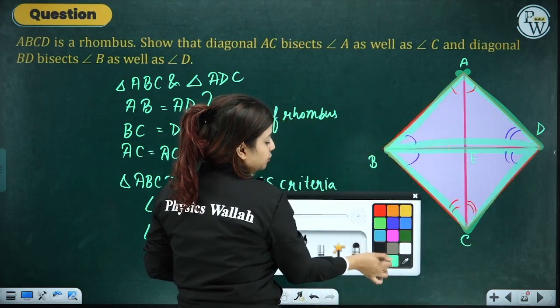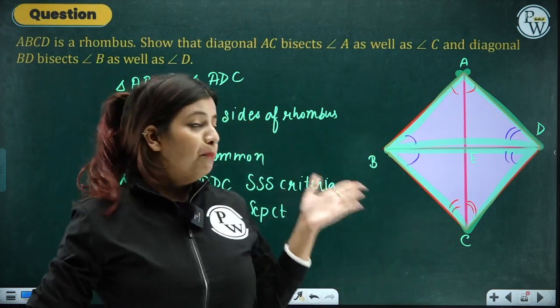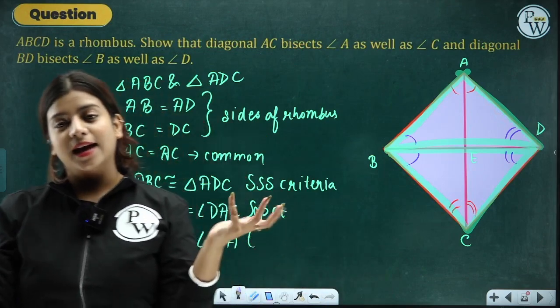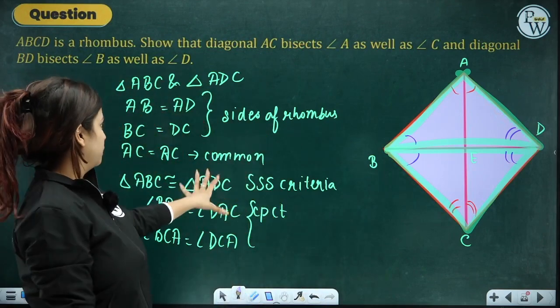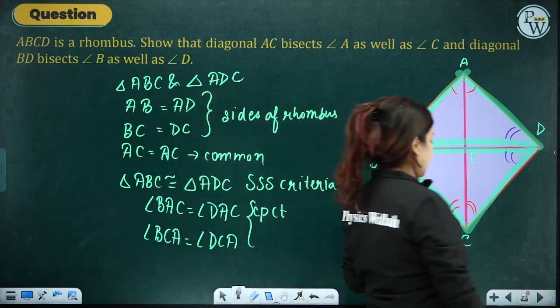And once we have shown the angles are equal by CPCT, we can say that BD also bisects angle B and angle D. So this is how these types of questions are supposed to be done, right? So this is what we have to do.